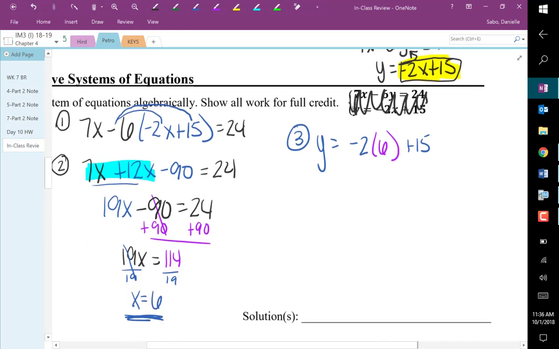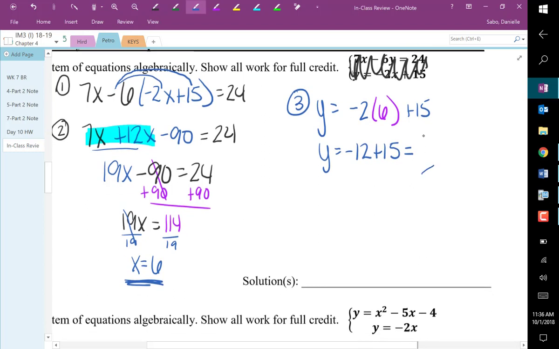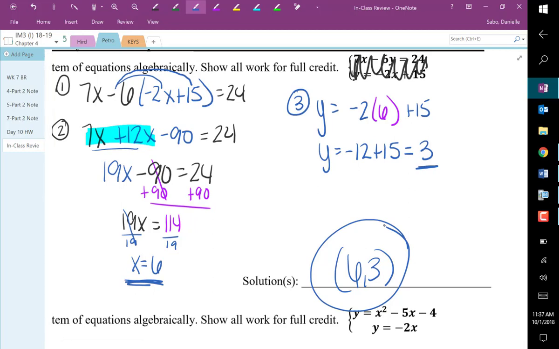So I get y equals -12 plus 15, which is what? 3. Oops, 3. So now when I write it as an ordered pair, I have 6, 3. And you're done. Okay, so my x value was 6. When I plugged it in, I got 3. That's why my answer is 6, 3.